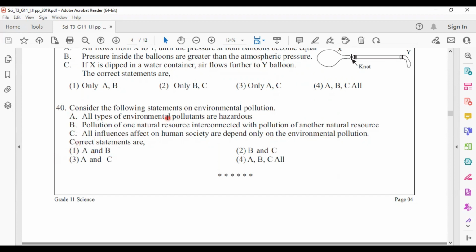Answer number 1. This is the end of today's MCQ discussion.